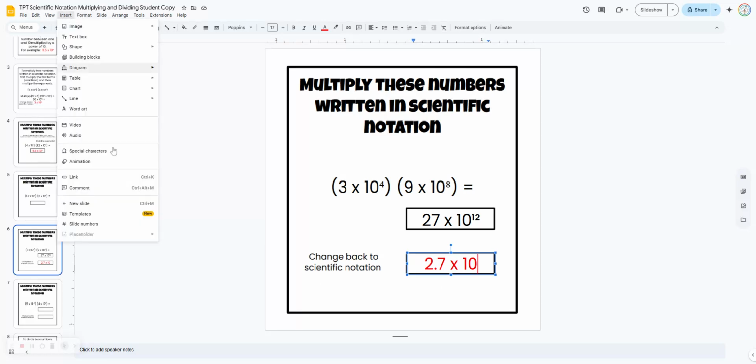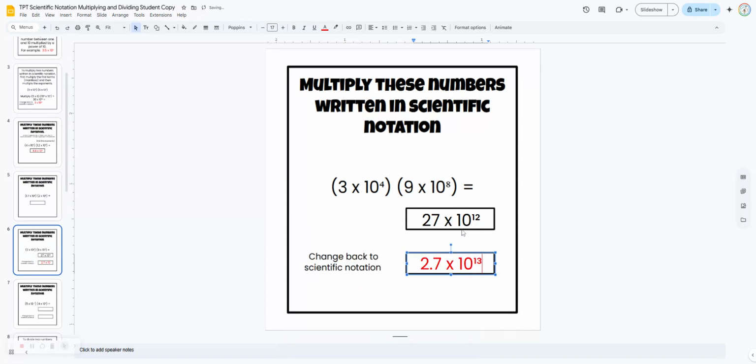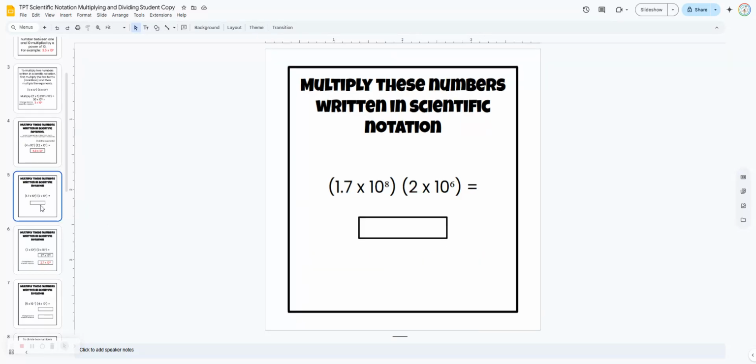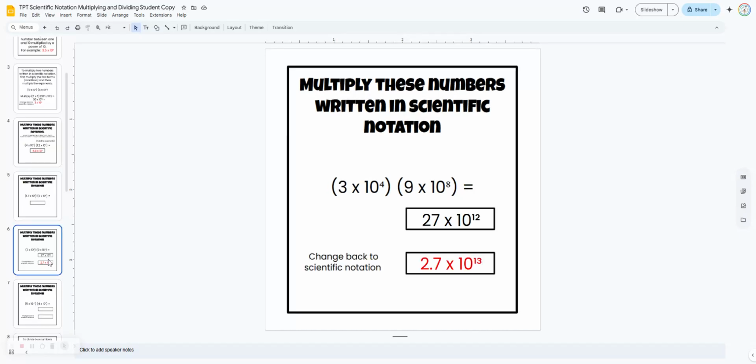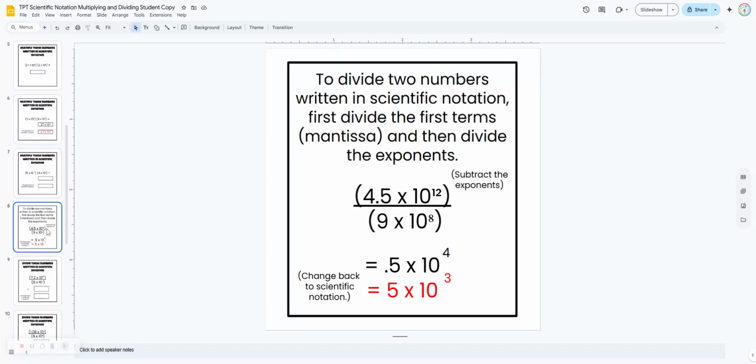So again, insert, special characters, superscript, and I want 13, so I'm going to click on 1 and 3. They're going to do the same thing on the next slide. And then we're going to go into division.